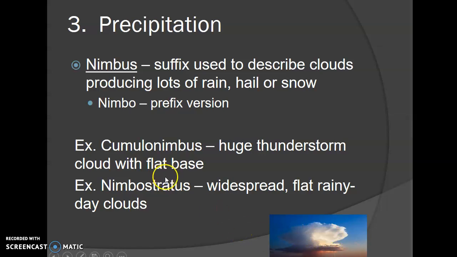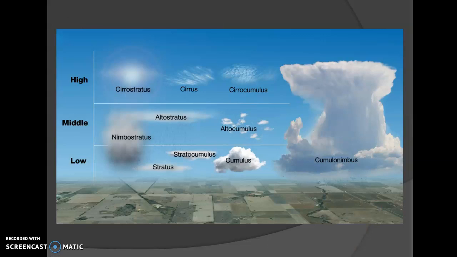And then we also have nimbostratus clouds. These are sort of like those flat, gray, rainy day clouds where it covers the whole horizon. It's not like a storm, it's just non-stop rain. That would be nimbostratus. Okay, here's another image just showing it.